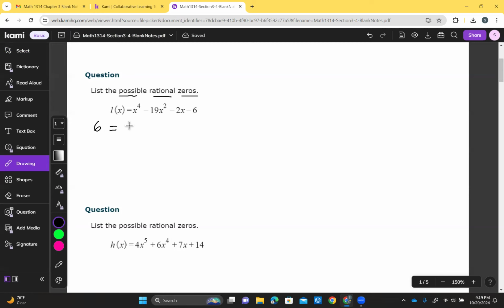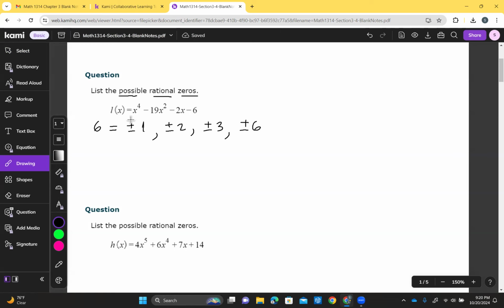I can divide 6 by 1, so plus and minus 1 are factors of 6. I can divide 6 by 2 without a remainder, so plus and minus 2 are factors of 6. I can divide 6 by 3, so plus and minus 3 are factors of 6. And the last thing I can do with 6 is divide it by 6 without a remainder, so plus and minus 6 are also factors of 6. So we always start with the very last number.